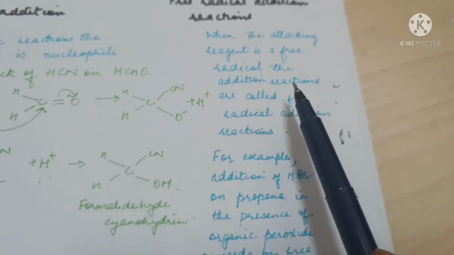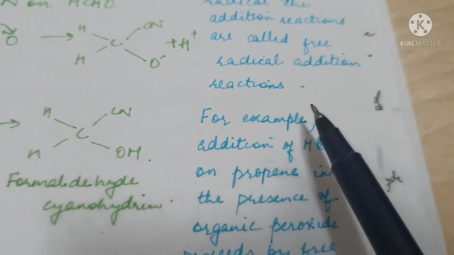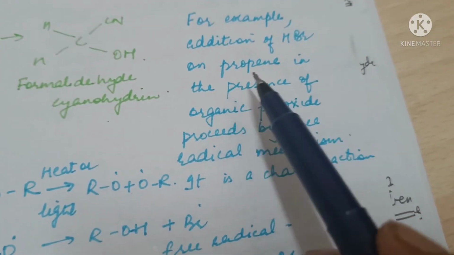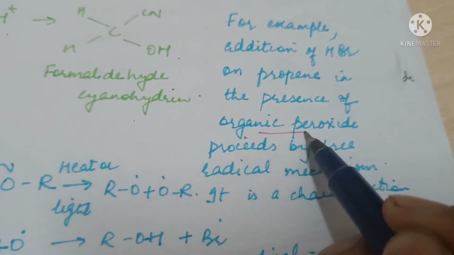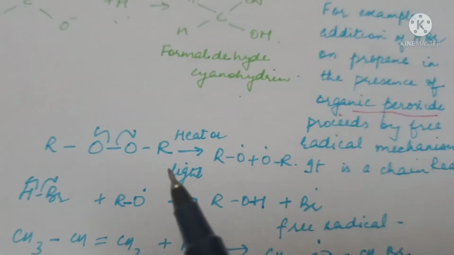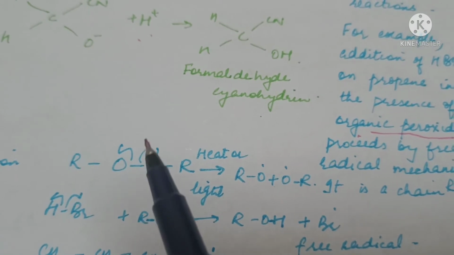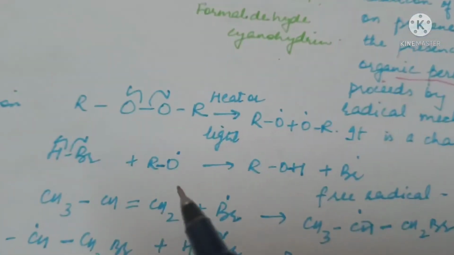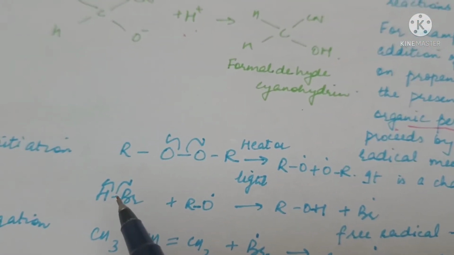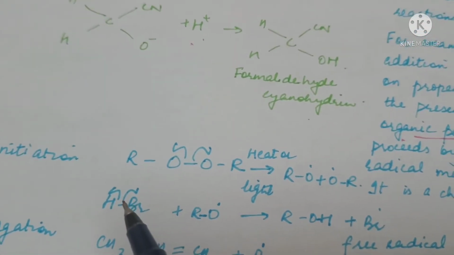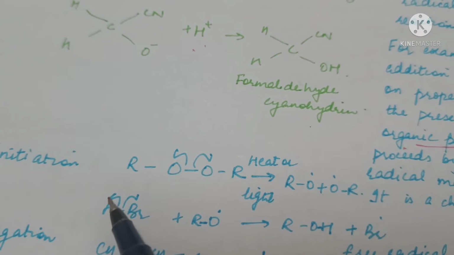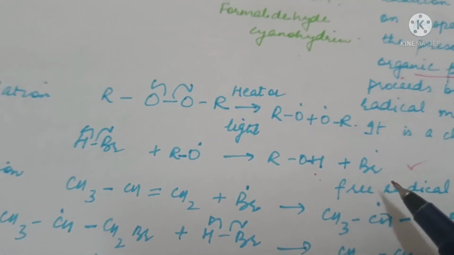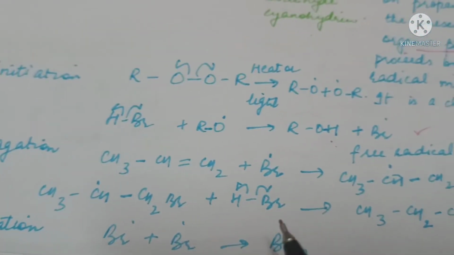When the attacking reagent is a free radical, then the addition reactions are called free radical addition reactions. For example, addition of HBr on propene in presence of organic peroxide. Organic peroxide will decompose, the oxygen-oxygen bond breaking homolytically. As a result, two peroxide free radicals are formed. These peroxides will cause the HBr molecule to break in such a way that each of the species contains one electron, an alcohol, and a Br free radical. Br becomes Br free radical, bromine free radical.